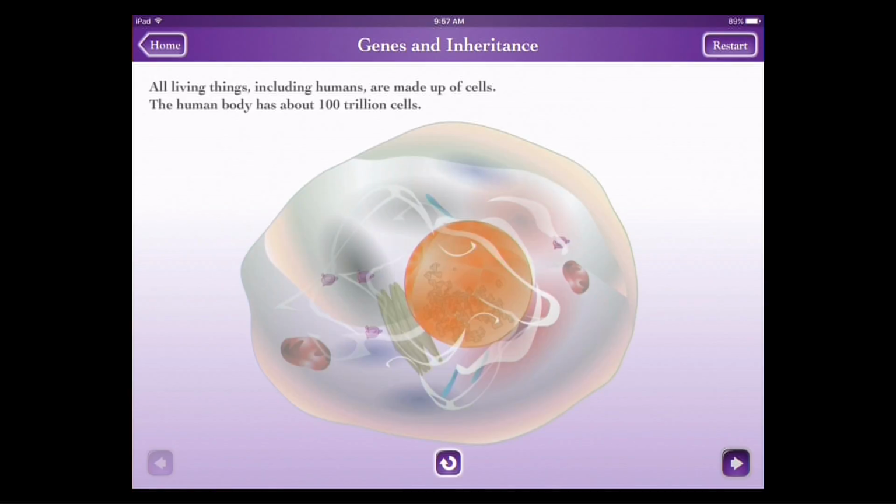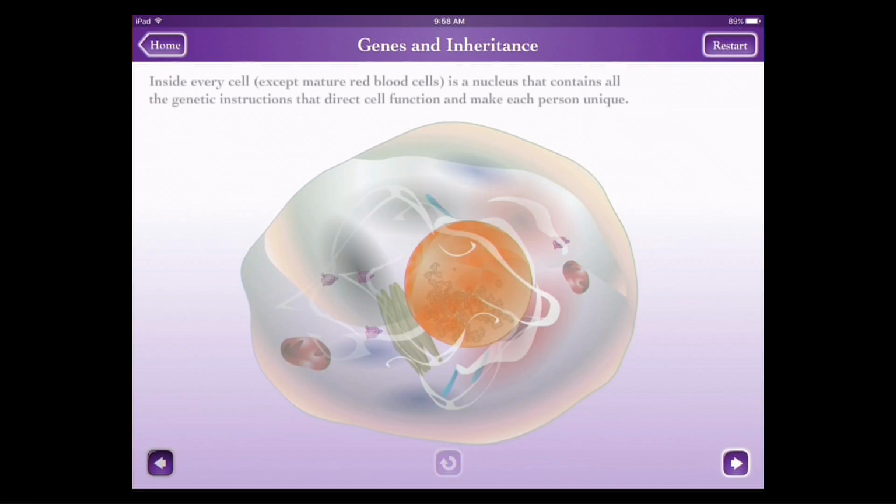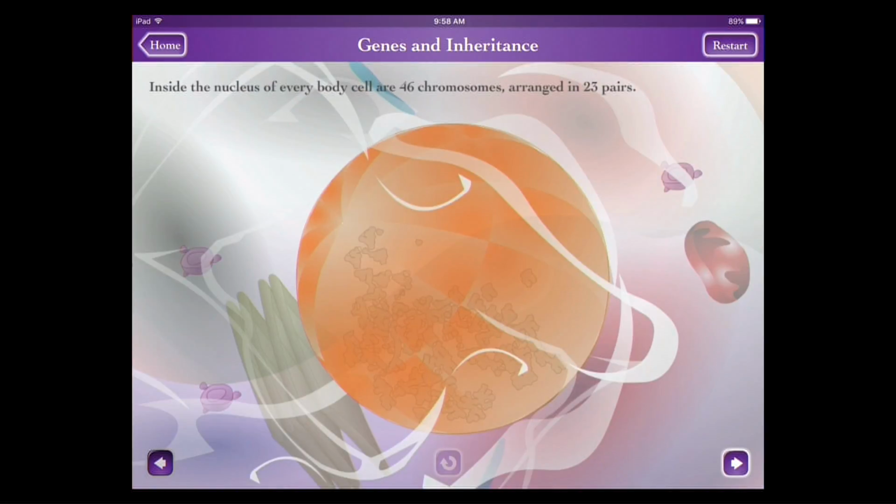So for example, if you look at genes and inheritance, the kids can click through and visualize things a little bit better than they would with a textbook or with a lecture, and they can go at their own pace, okay? They can take notes, or they can gather evidence, however you want to attack it, but it's more information-based, okay? And then if you click through, it has them focus on different things.